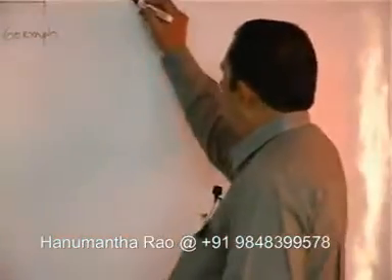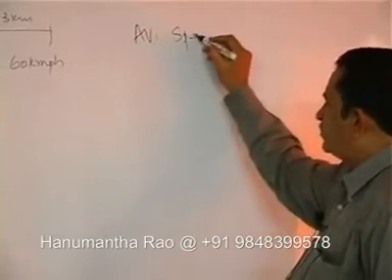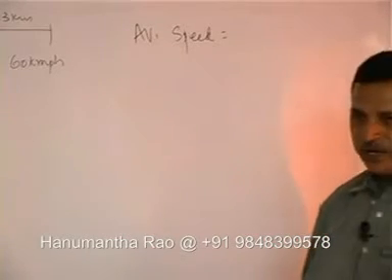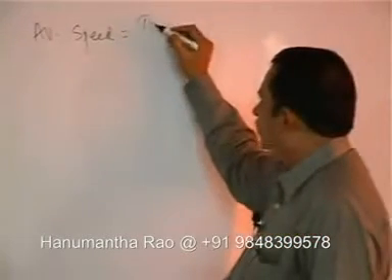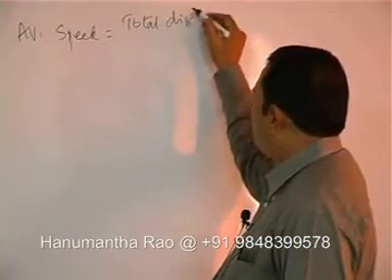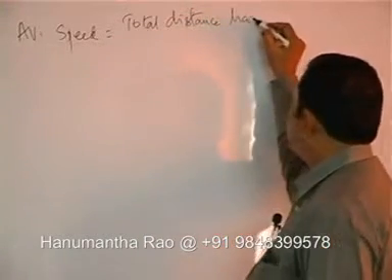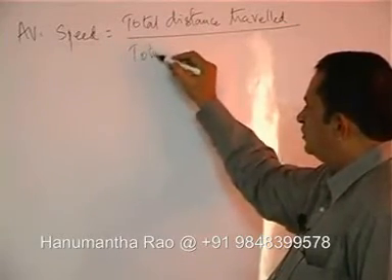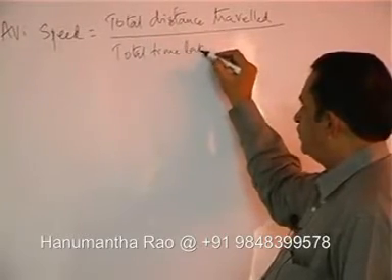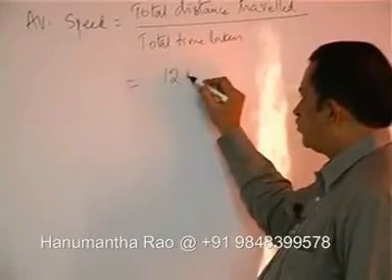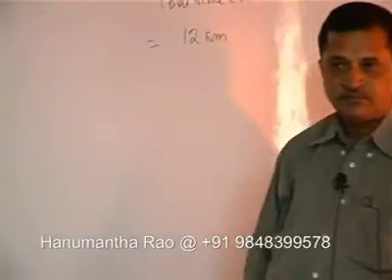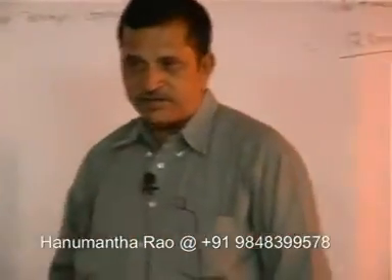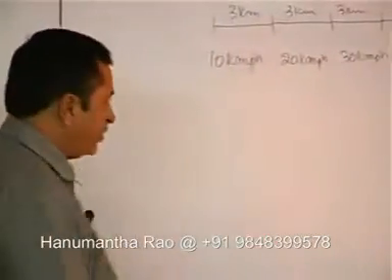Simple. Average speed is equal to total distance travelled by total time taken. Total distance travelled is 12 kilometers, is it not? By total time taken means time is not given. But time you can find out here.